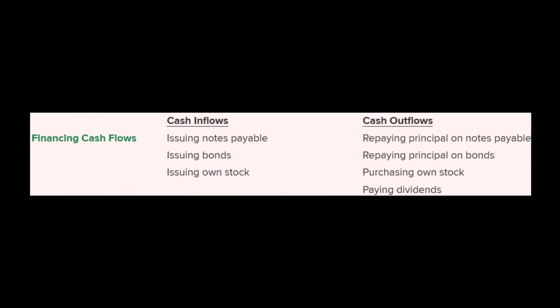Third, financing activities. This category includes all transactions with lenders and with the company's own stockholders. This is all about how the company raises its capital and how it returns it to those who provided it. Cash inflows from financing happen when the company issues its own stock to investors or when it borrows money by issuing a note or a bond. Cash outflows include repaying the principal on those loans, buying back its own stock, which we call treasury stock, and, very importantly, paying cash dividends to its stockholders.